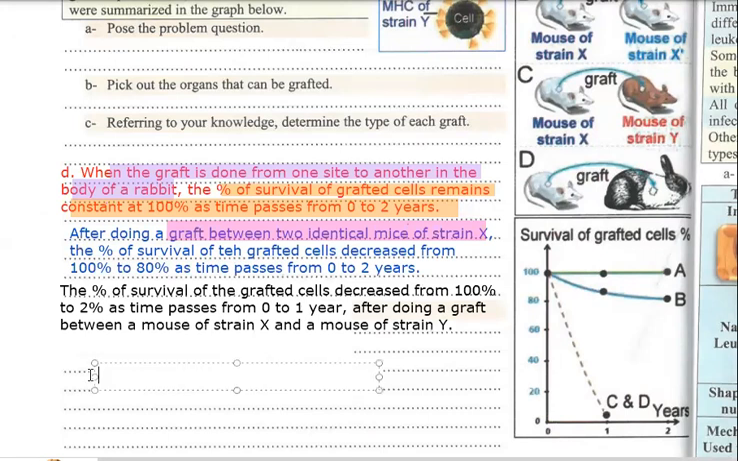And now the last one, it's the graft between a mouse and a rabbit. So what did we do?